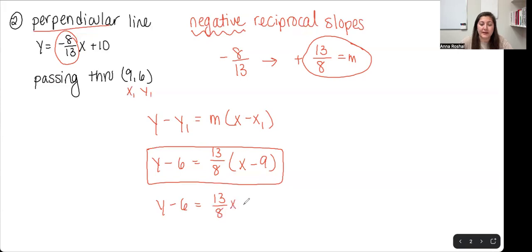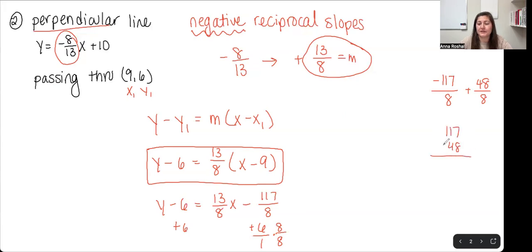So I'm going to have 13 over 8x minus 13 times 9 is 117 over 8. Then I'm going to add 6 to both sides. But because I know I have a fraction, I know I absolutely need to have common denominators. So I'm going to put this over 1 to figure out what it is as 8. So I'm going to do this side work here. Negative 117 over 8 plus 48 over 8.